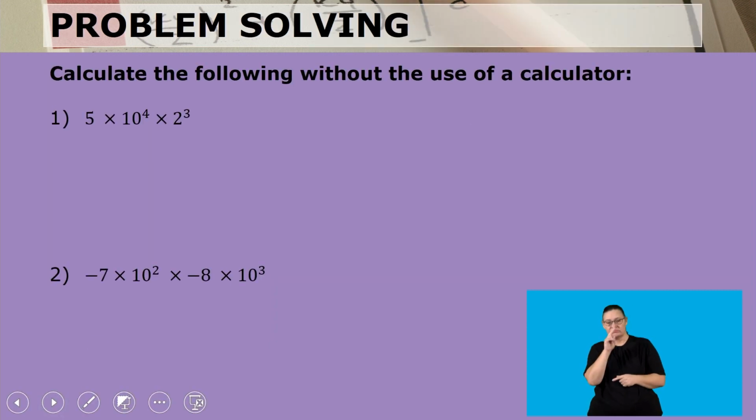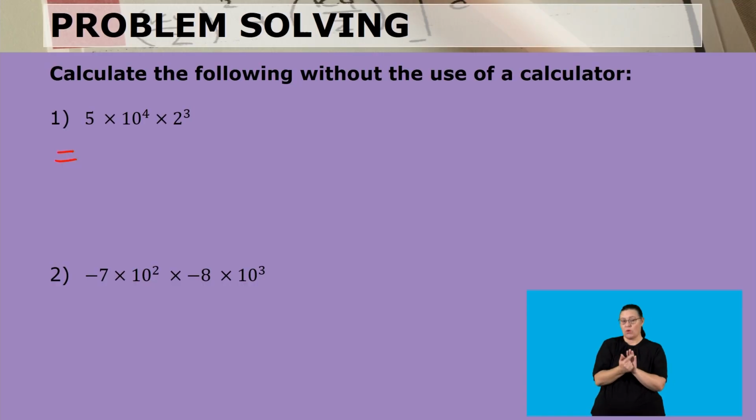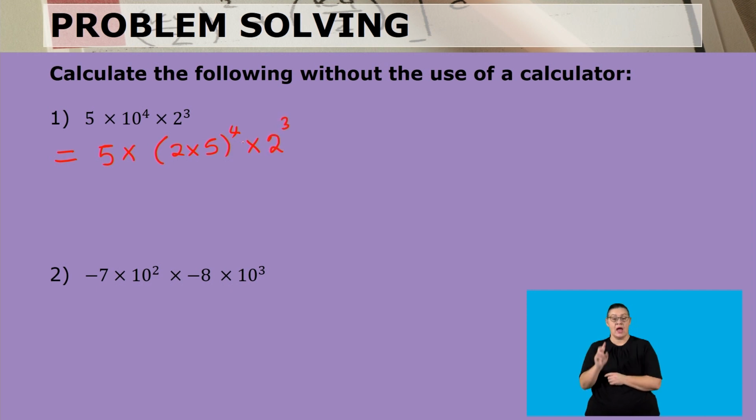Let's now finish off with the last concept in our concept map, and that is problem solving. So we are just going to calculate these few expressions without the use of a calculator. So now we are going to use our exponent laws to calculate these expressions. Now we have 5 multiplied by 10 exponent 4 multiplied by 2 exponent 3. Now 5 we are just going to leave as it is, but 10 can be written as 2 multiplied by 5, and this product is going to be raised to an exponent 4. And then we have multiplied by 2 exponent 3.